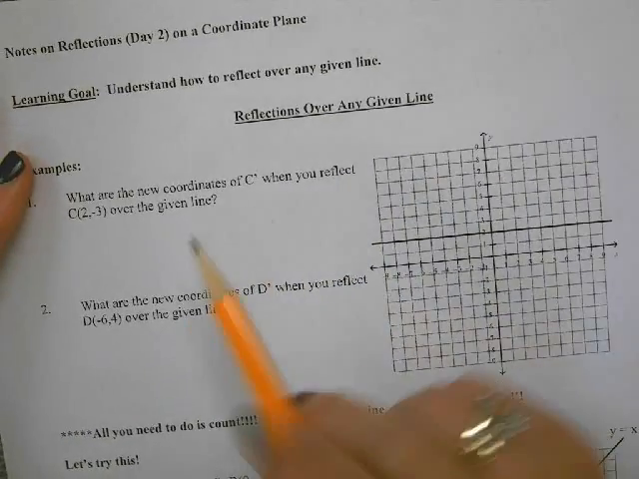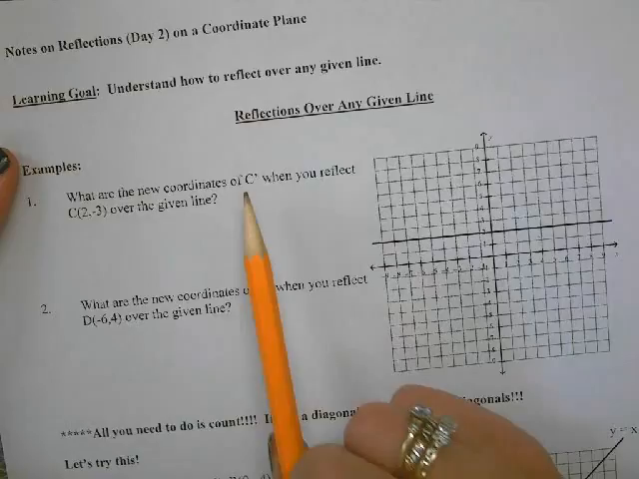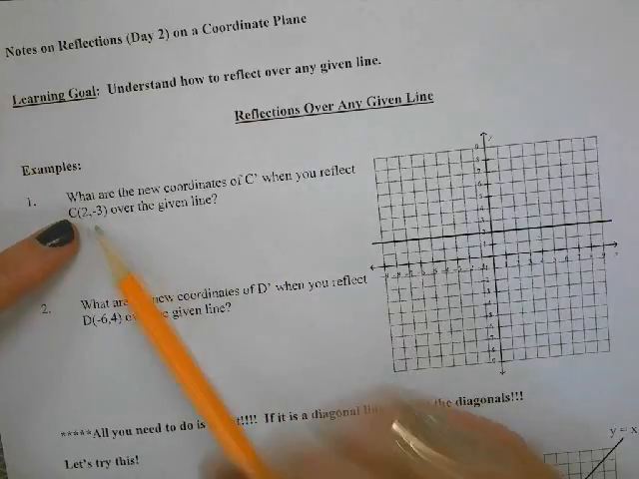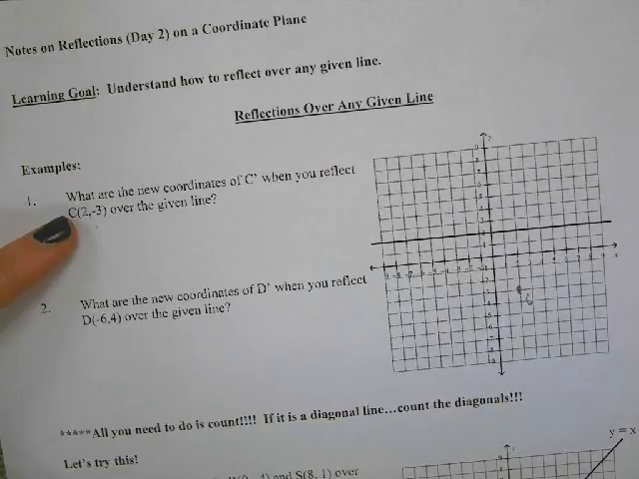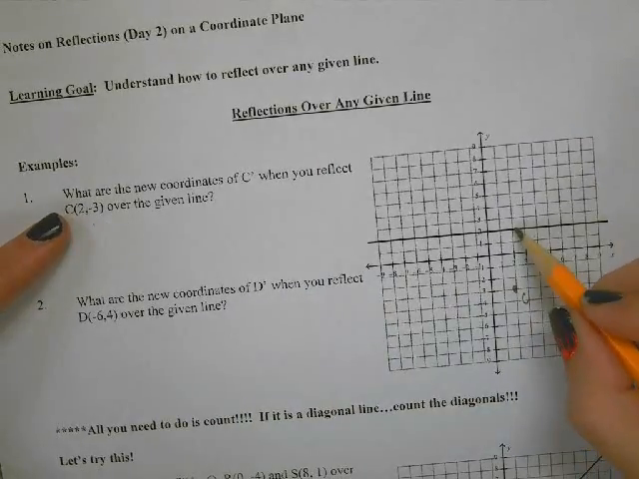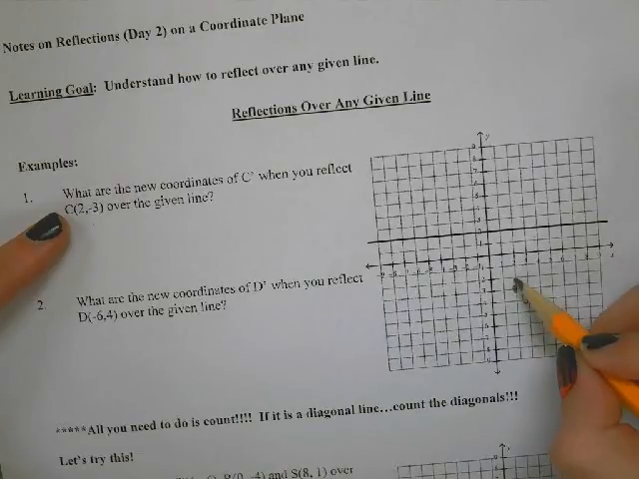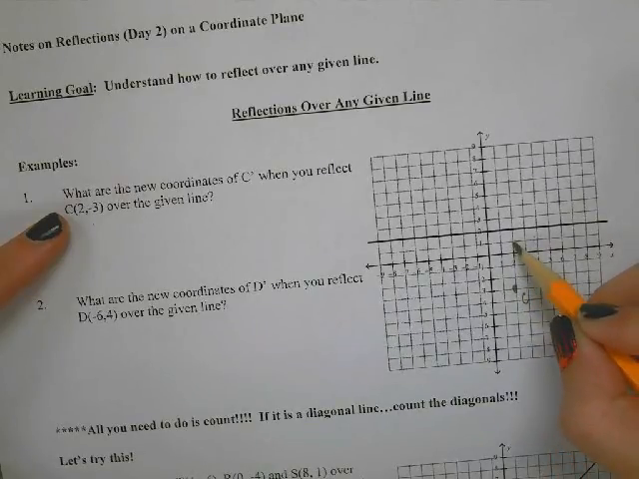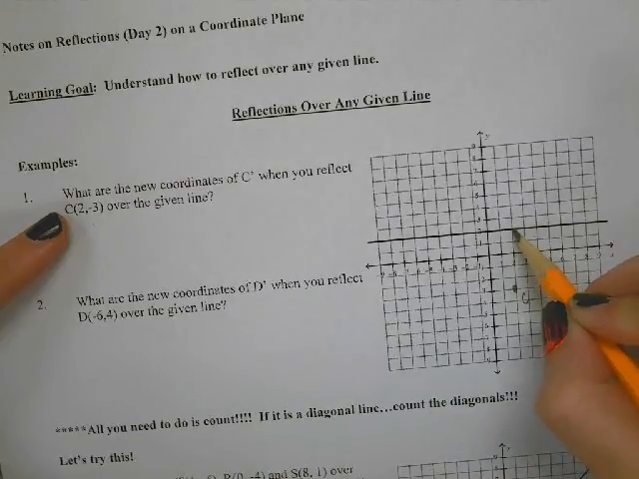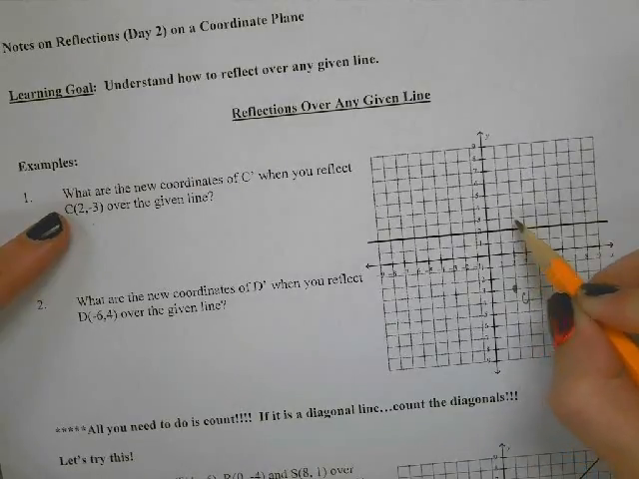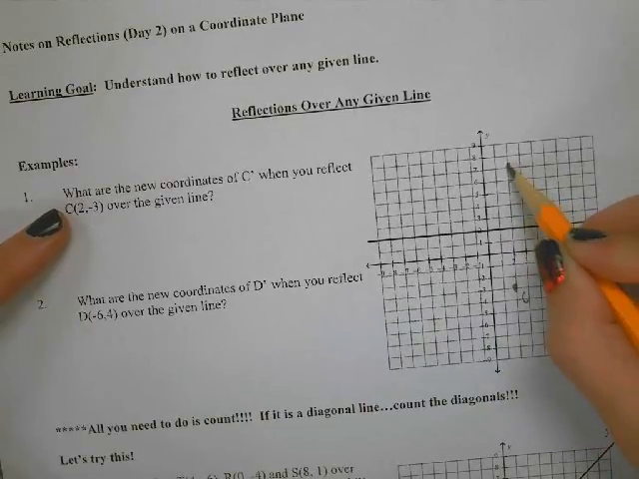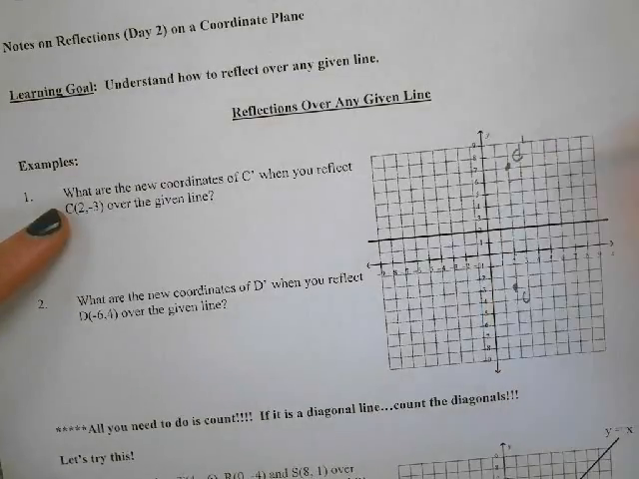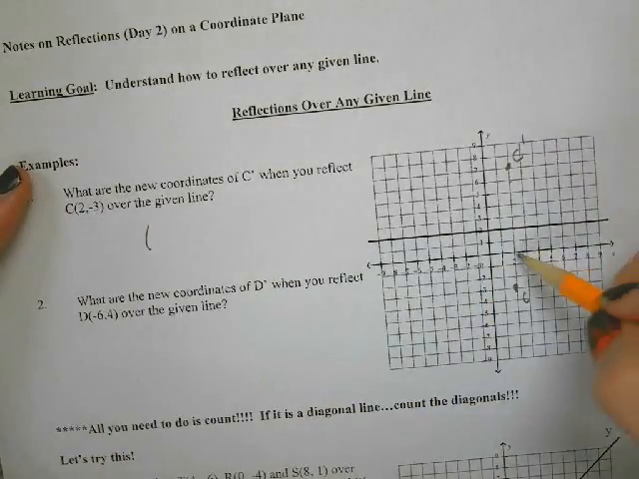We're going to start off with point C, which is at 2, -3. So I go to 2, -3 on my graph, put a point, label it C. Then I count into my line of reflection. That's 1, 2, 3, 4, 5 places. Now count the same number in the other direction: 1, 2, 3, 4, 5, and label it C prime. Then you need to write your new coordinates, which would be 2, 7.